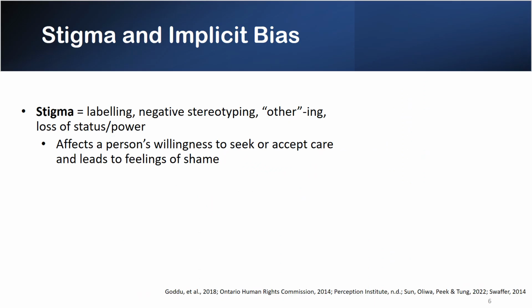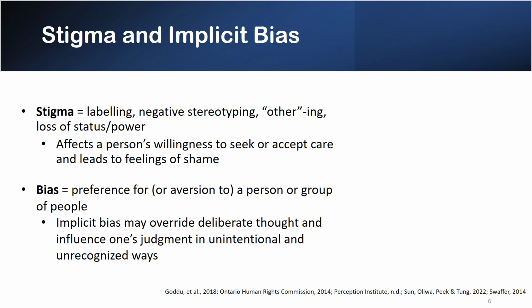Stigma is characterized by labeling, negative stereotyping, and separation or exclusion, othering, and leads to a loss of status and power. Stigma affects a person's willingness to seek or accept care, quality of life, and leads to feelings of shame. We have a bias when, rather than being neutral, we have a preference for or aversion to a person or a group of people. Thoughts and feelings are implicit if we are unaware of them or mistaken about their nature.